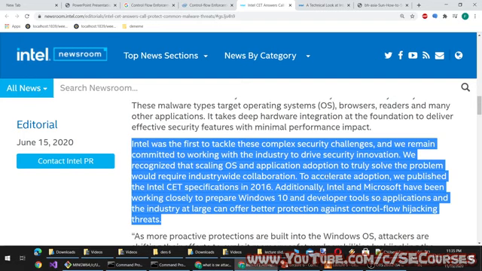Intel was the first to tackle these complex security challenges, and we remain committed to working with the industry to drive security innovation. We recognize that scaling OS and application adoption to truly solve the problem would require industry-wide collaboration. To accelerate adoption, we published the Intel CET specifications in 2016. Additionally, Intel and Microsoft have been working closely to prepare Windows 10 and developer tools so applications and the industry at large can offer better protection against control flow hijacking threats.